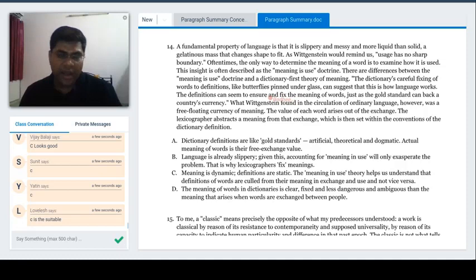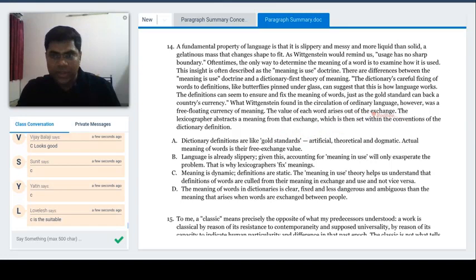What Wittgenstein found in the circulation of ordinary language, however, was a free-floating currency of meaning. So there is a free-floating currency of meaning rather than the fixing of meanings. The value of each word arises out of the exchange. The lexicographer abstracts a meaning from that exchange, which is then set within the conventions of the dictionary definition.